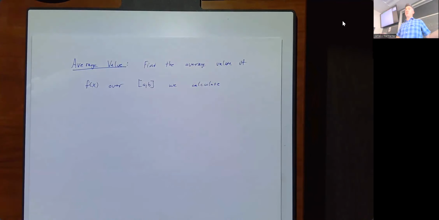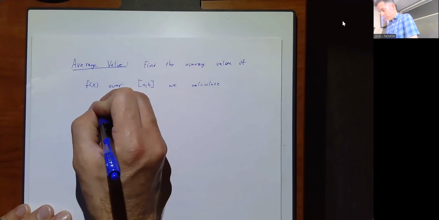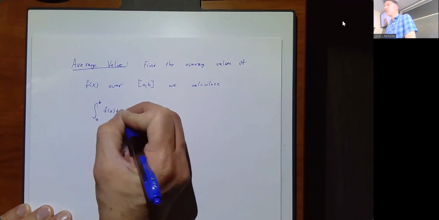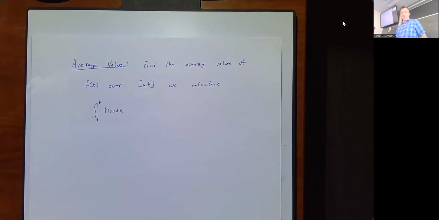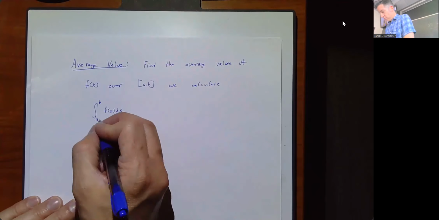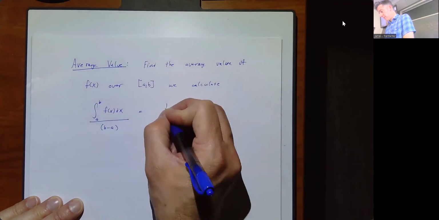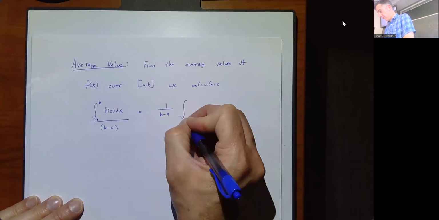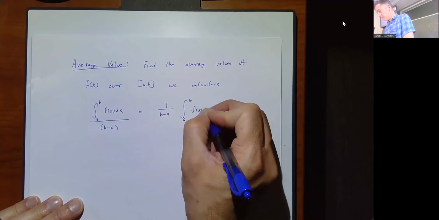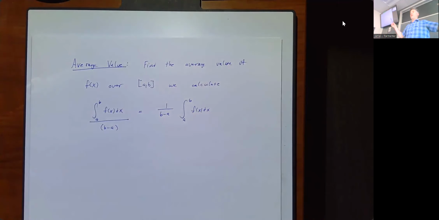You do the usual integral, so you find the area under the curve. And then you divide by the length of the interval. Which some people write like this, some people write like this. 1 over b minus a times the integral from a to b of f of x dx. So you're literally saying how much area is under the curve and then dividing by the length to find the average height of the curve, or the average value of the curve.